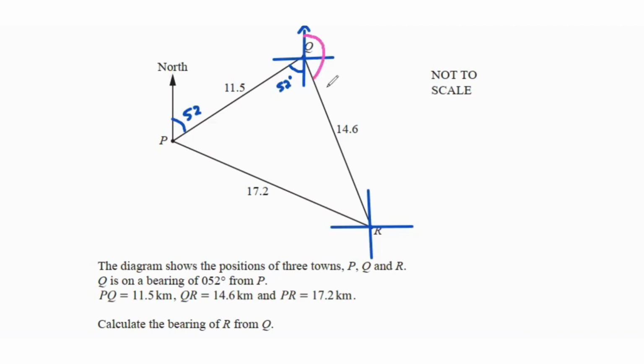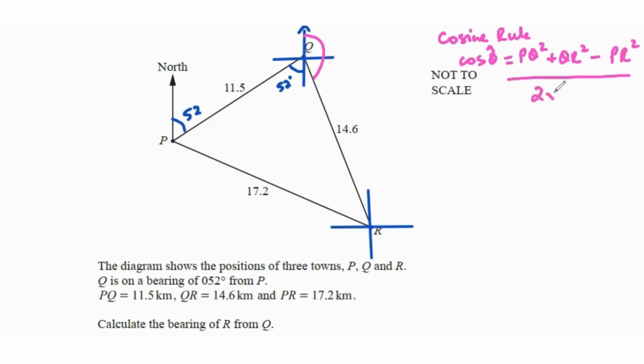So we can first find the entire angle Q using cosine. Why cosine? Because we have all three lengths of this triangle and one of the angles is missing. Actually all three angles are missing, but we only need to find one angle first. So we'll use the cosine rule. It's going to be cos Q equals PQ squared plus QR squared minus PR squared, divided by 2 times PQ times QR.